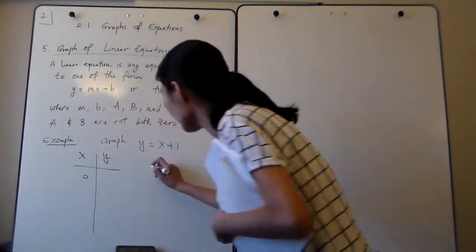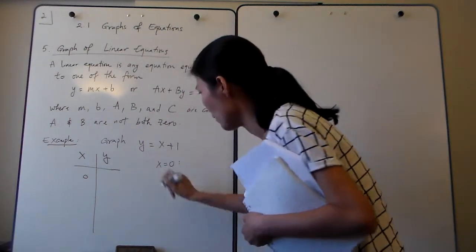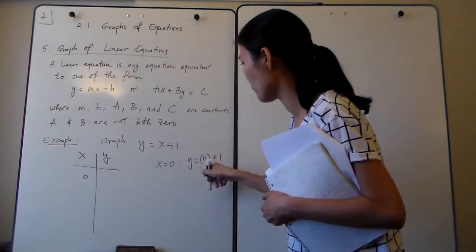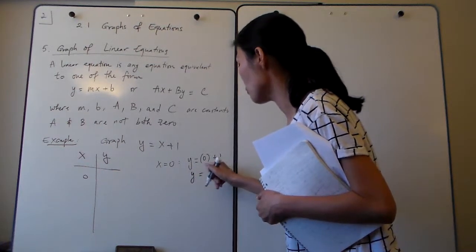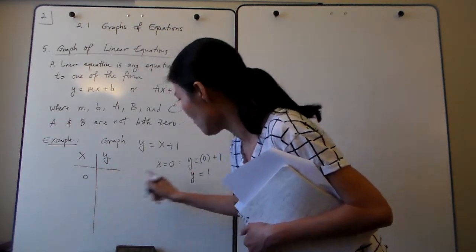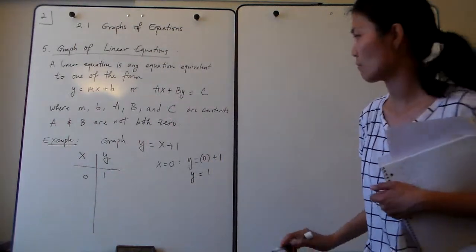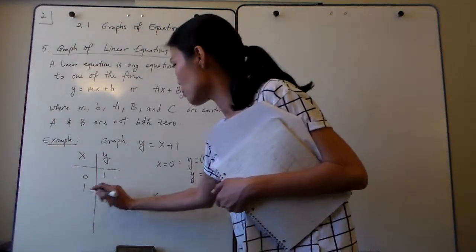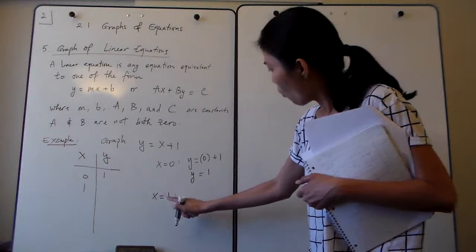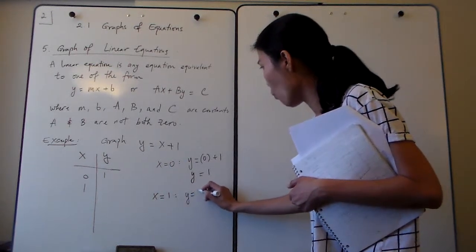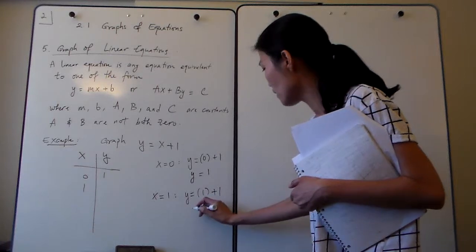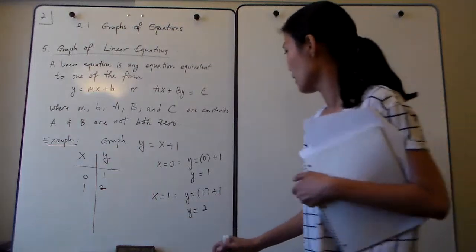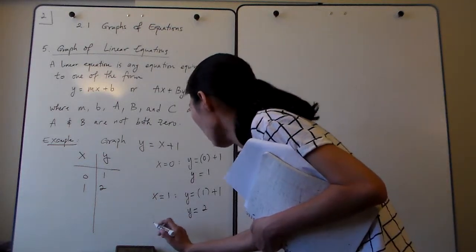So you plug x equal to 0 into y right here, you get y equal to 0 plus 1. So what is y? y equal to 0 plus 1 is 1. So if x equals 0, y equals 1. Let's write x equal to 1. If x equals 1, what is y? You plug 1 into x, you get y equal to 1 plus 1. Simplify, y equal to 1 plus 1 is 2. 2 here. And then you can find the third point.